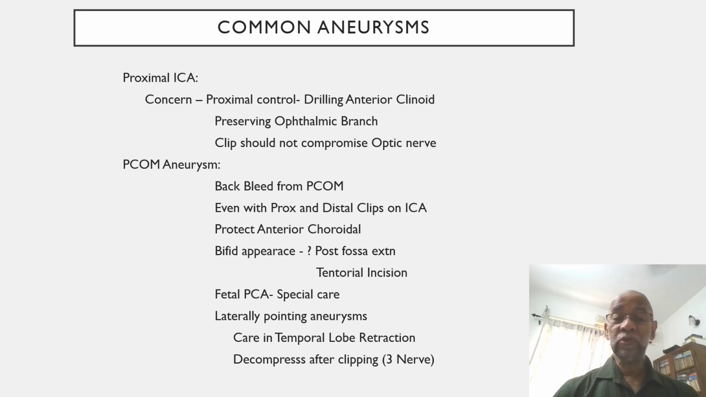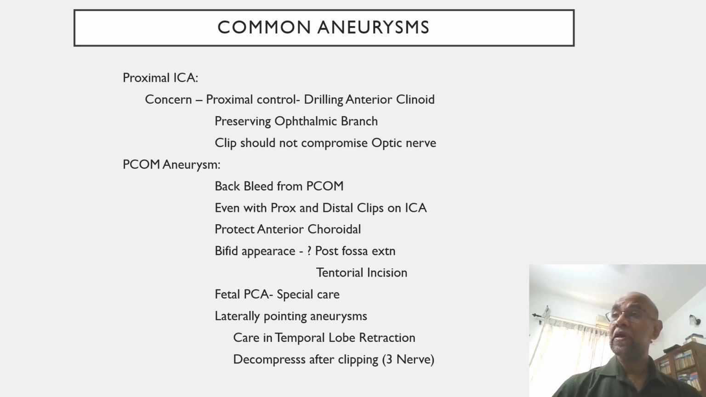It is important to identify and preserve the ophthalmic branch. The clip here and in ACOM aneurysms should not fall back and compress or damage the optic nerve. In PCOM aneurysms, we already said you sometimes need two clips, one proximal and one distal. But even then, there can be a backflow through the PCOM from the posterior circulation. Very important that we protect the anterior choroidal, which has an origin very close to the PCOM.